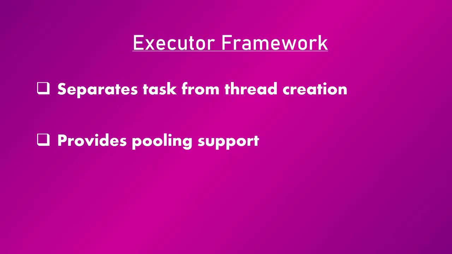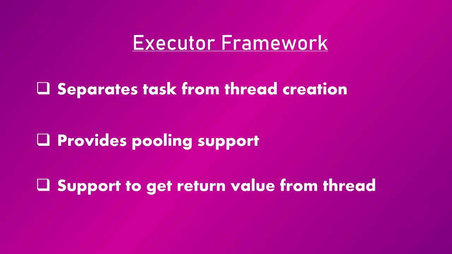With a conventional thread, there is no way to return a value from a thread. This is because the run method of the Runnable interface, which is responsible for executing a task in a new thread, has a return type of void, which means that it cannot return a value. The Executor framework introduces two new interfaces, Callable and Future, using which a thread can return a value. We will see that later in the video.